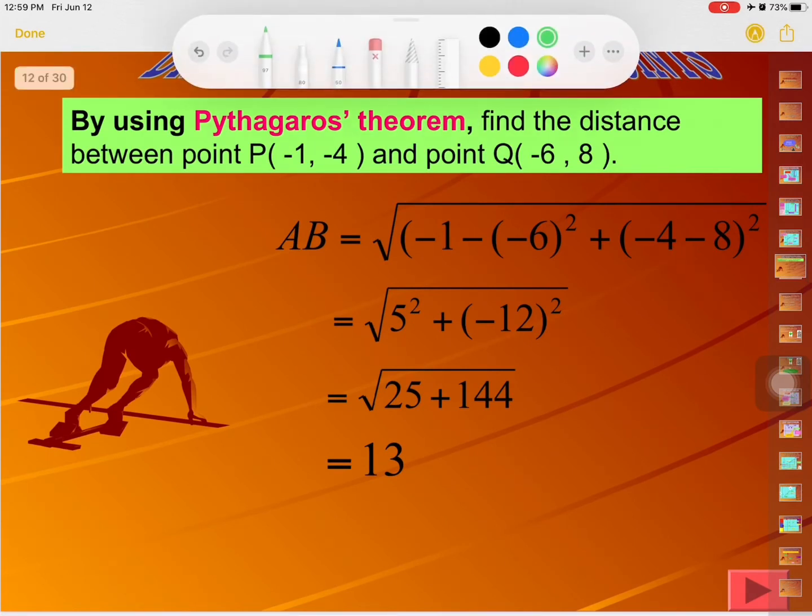Okay. So this one as well, you have the values. So this is your x. Label first x1, y1, so that you will not get confused at the end of the day. So this is x2, y2. Okay. So x1 minus x2 square plus y1 minus y2 square. Right. So you will get 5 square plus negative 12 square. So you will get 13 square. Sorry, 13 units.